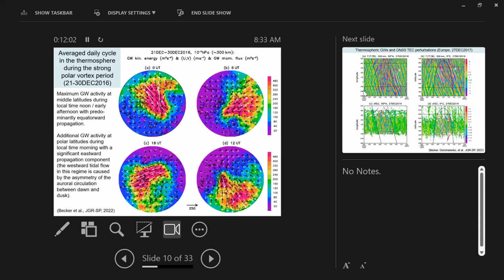And let's focus here on 12 UT over Europe. The black arrows show the large-scale wind that goes from the day side to the night side. And because of the auroral circulation, it's somewhat shifted here into the dawn sector. So you have a strong westward flow in this regime. And the gravity wave amplitudes are on average maximum where you have the maximum wind speeds.